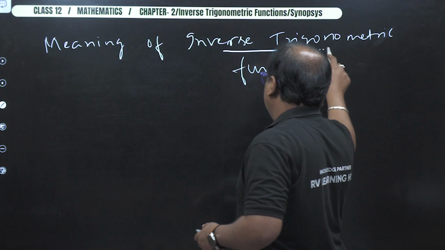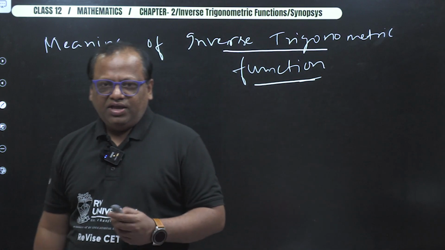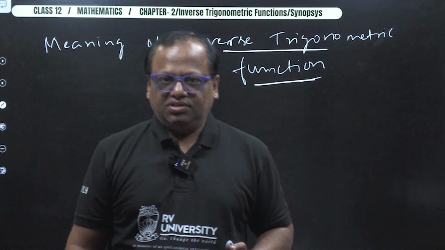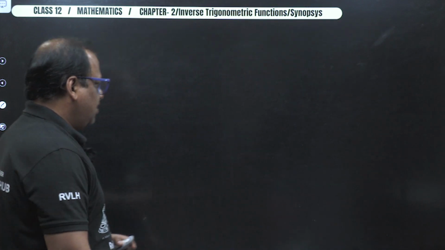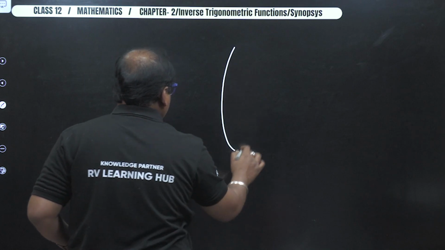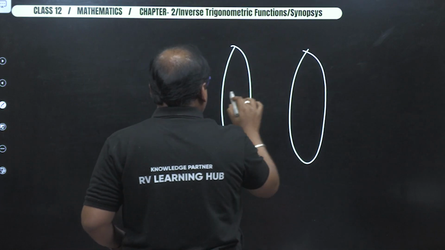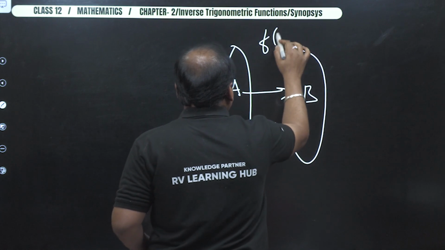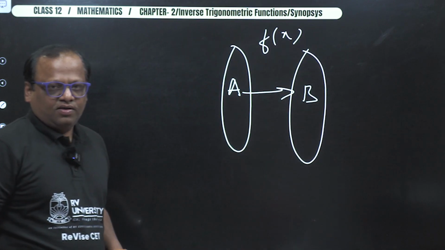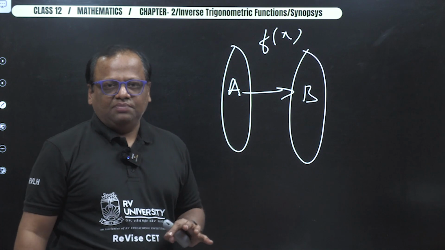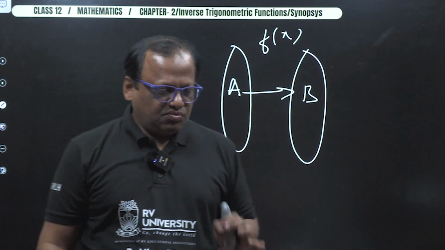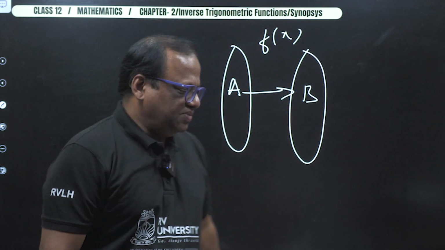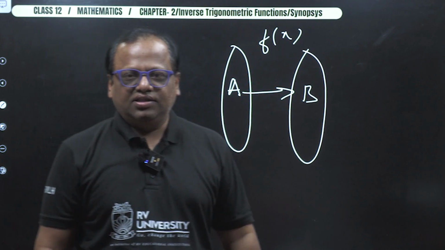This we have to understand. If we know the meaning of an inverse function, we will know the meaning of inverse trigonometry. I have already told you the meaning of a function. What is a function? Whenever there is an input A, it gives an output B. This is called a function. A is the input value and B is what comes out. What goes in is called the domain, the input value. So the domain is A and the range is B.